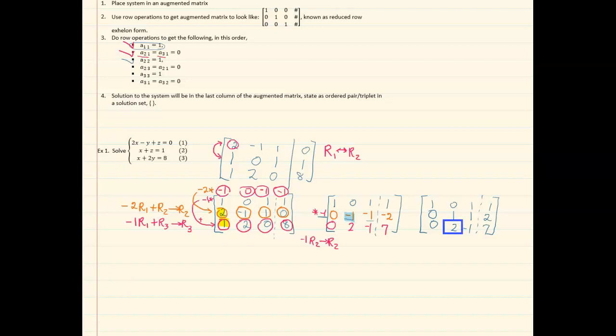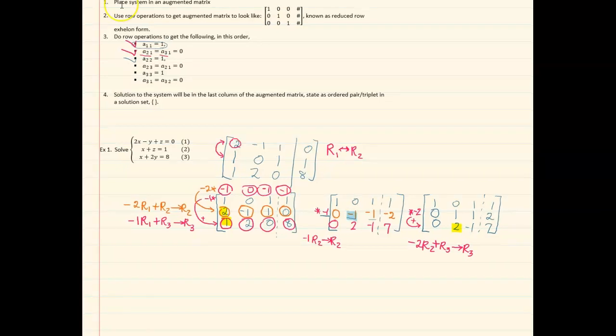Now we need to get this one down here to be a 0. We got that one a 0. That's just sheer luck. But we need to get this one down here to be a 0. So we need to get this 2 to be a 0. So what we're going to do is multiply row 2, the one that we just found, times negative 2, and then we're going to add it to row 3. So I'm going to get negative 2, multiply it times row 2, add it to row 3 and put it into row 3.